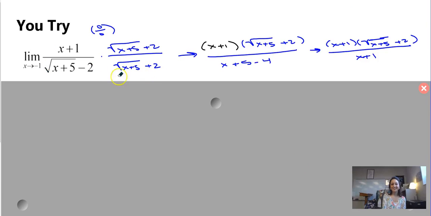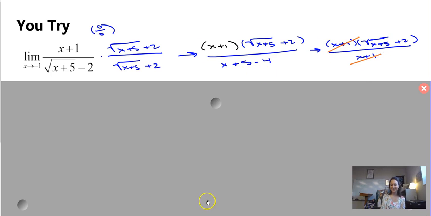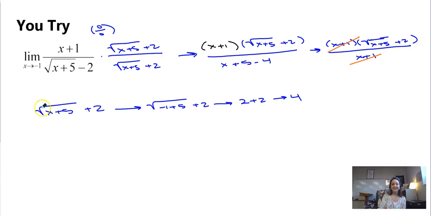All right, so when you distribute your denominators, you should get x plus 5 minus 4. Keep your numerators in factored form. Again, the reason for that is you'll end up with a factor of x plus 1 in both the numerator and denominator, so those go away. And then this is all you're left with, essentially, right? So now you can plug in -1 for x, and you'll end up getting square root of 4 plus 2, or 2 plus 2, which is 4. Notice again, I'm using arrows in each and every step so as to not make any kind of linkage errors.